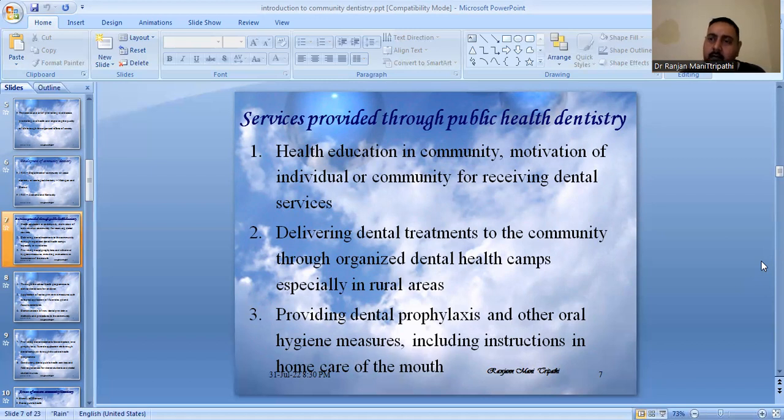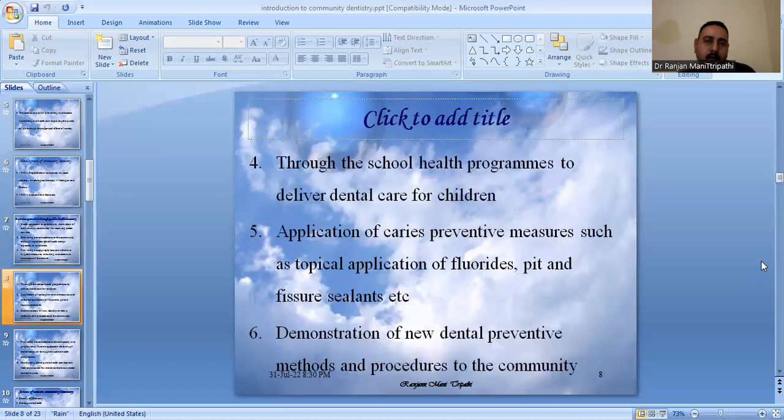or they have hardly any dentist to treat them for their dental treatments, providing dental prophylaxis and other oral hygiene measures, including instructions in home care of the mouth. Through the school health programs, it provides dental care for school children.